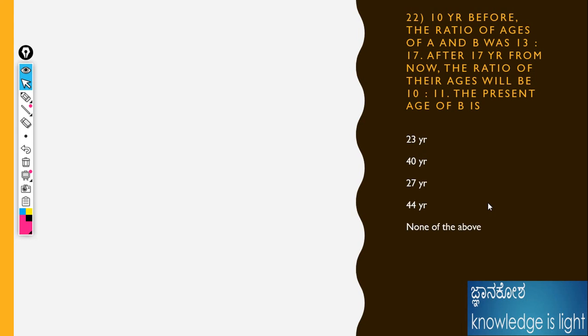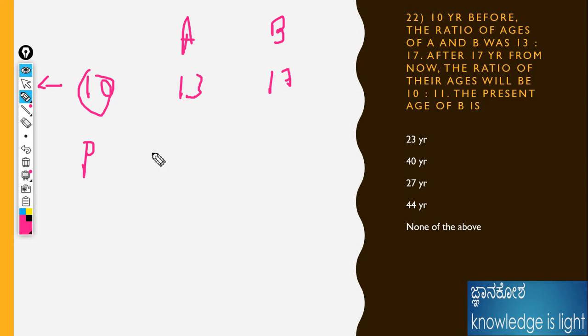Okay, next problem, the 10 years before. The ages of A and B. Here also the question is given as A and B. This is very easy. Every time only A and B is coming. Fine. 10 years back, the ratio is 13 is to 17. Then the present. Don't forget to put the present, we need to. This is a must and should practice.